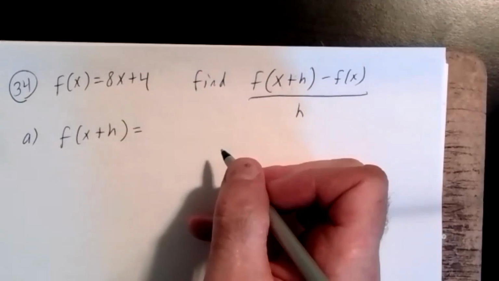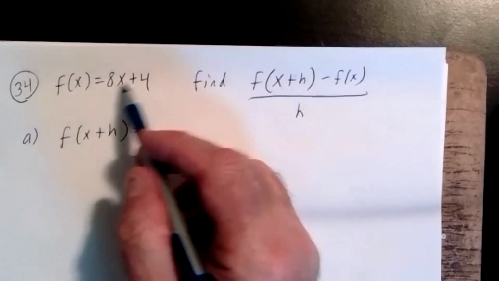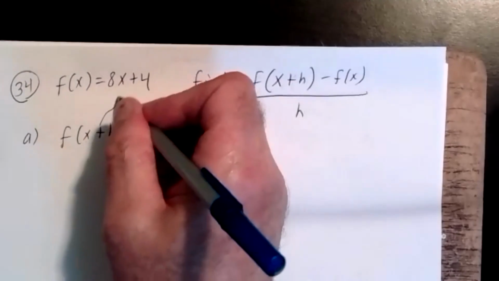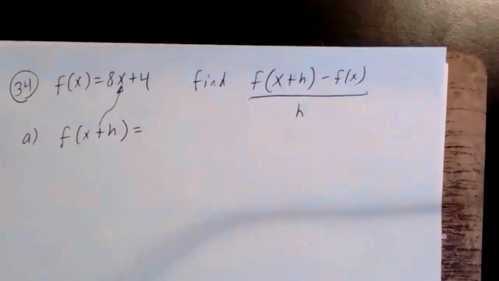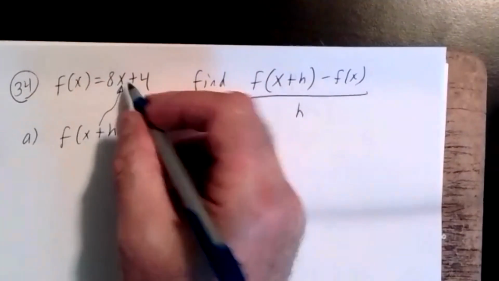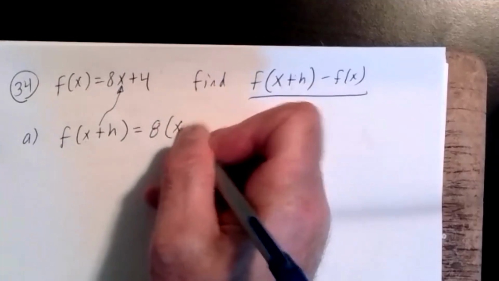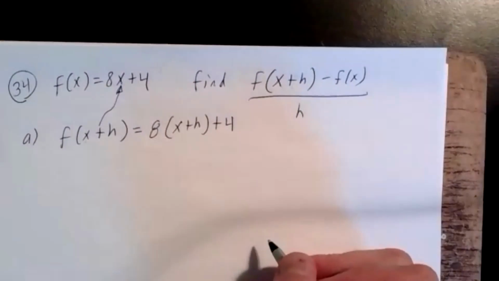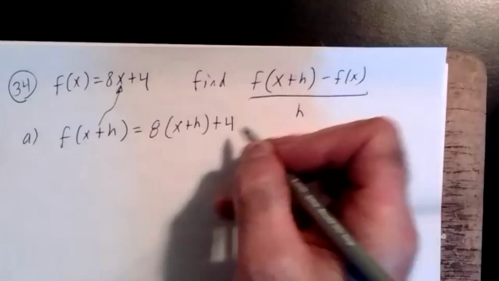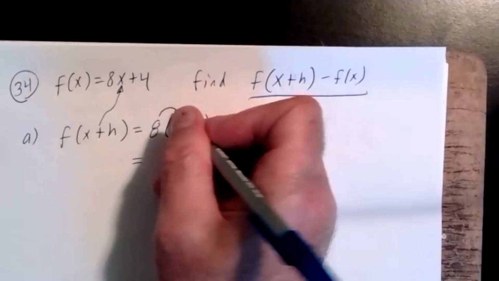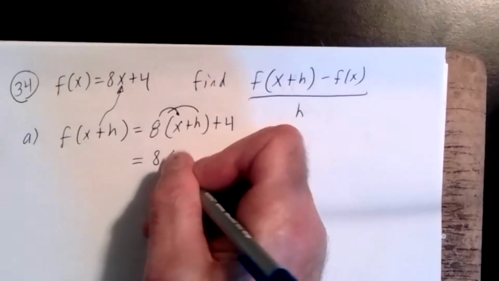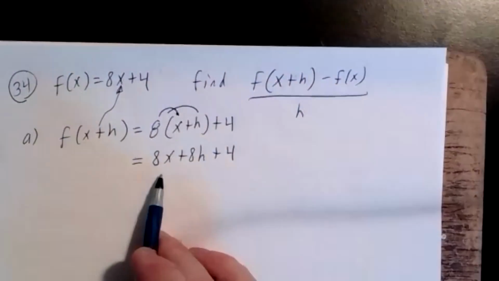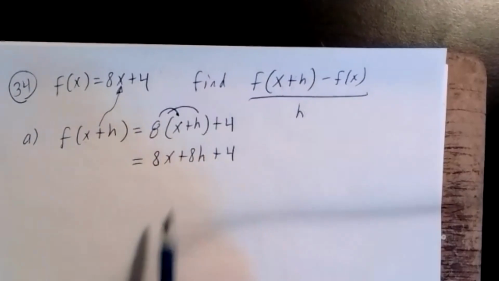So f of x plus h means we're going to put what into this function? What's going into this function? X plus h. So that takes the place of x in the definition of the function. So f of x plus h is going to be 8 times x plus h plus 4. Which means when we distribute the 8 inside the parentheses here, we're going to have 8x plus 8h plus 4. That, ladies and gentlemen, is what f of x plus h is going to be.